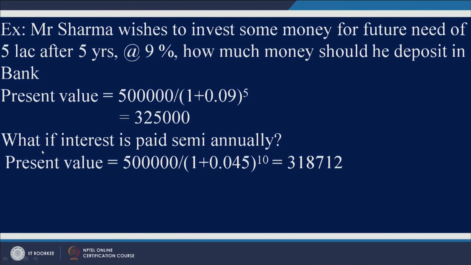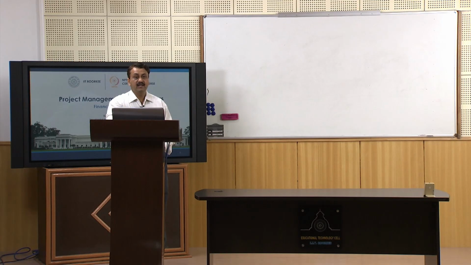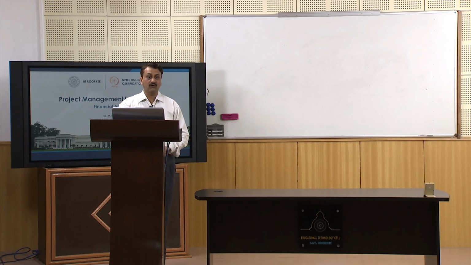The second part of the question is, what if interest is paid semi-annually? So you need to multiply n by 2 and r is to be divided by 2, right? So this 5 lakh divided by 1 plus 0.045 to the power 10. So this is 3,18,712 rupees, a very simple question, right? Let us try this question.